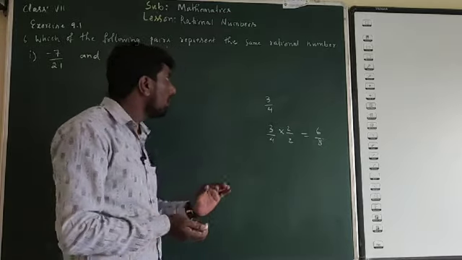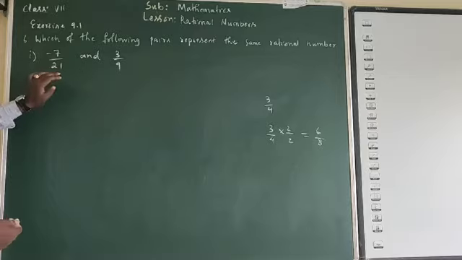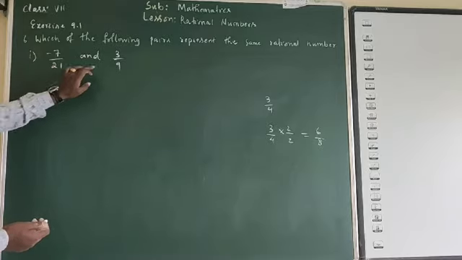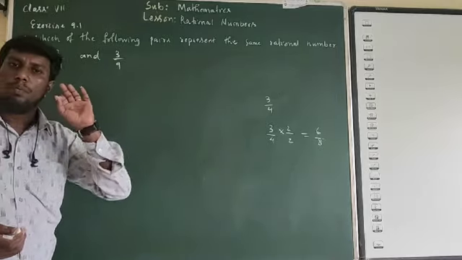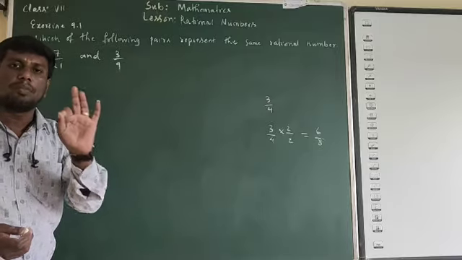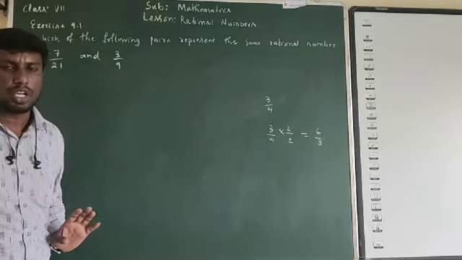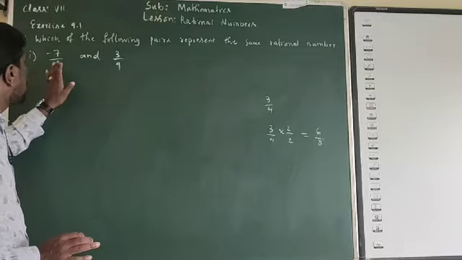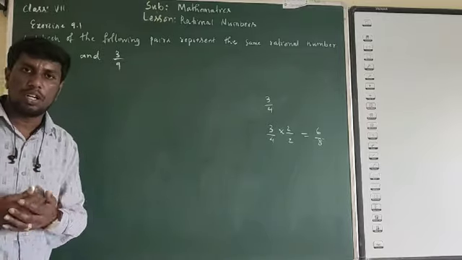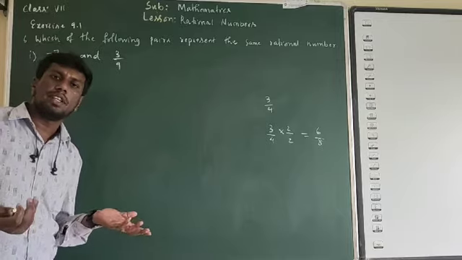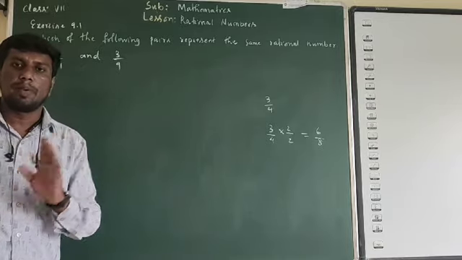Clear? Similarly, the question is: minus 7 by 21 and 3 by 9. Will both represent the same rational number or not? Will both be equivalent fractions or not? That I need to check. If these two represent the same rational number, then I can say that they represent the same rational numbers.